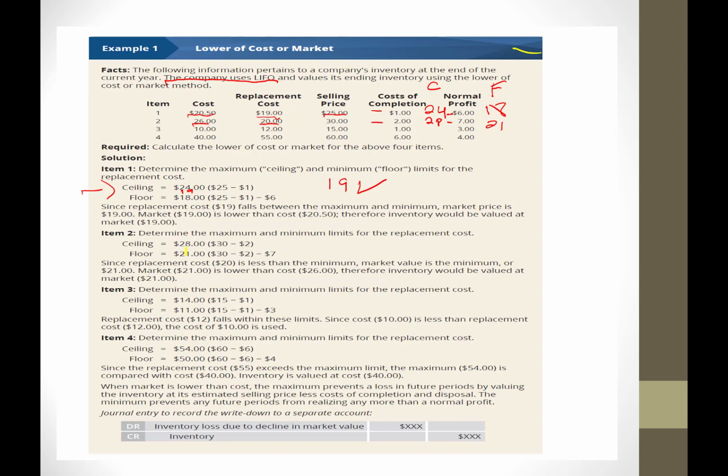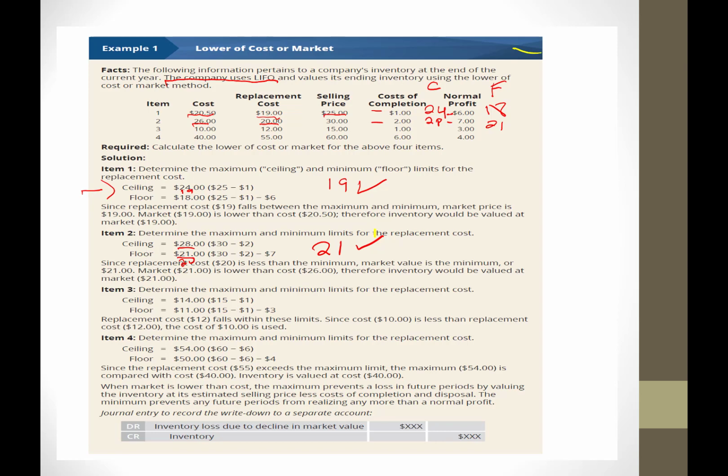So now I've got this what? I've got this 28, I got this 21 sitting over here, and I'm going to look at the replacement cost, which is 20. So it's fallen below the floor, hasn't it? So my market is 21. I compare that to the cost of 26, and I'm going to carry it at the what? At the 21? At the market? See what I told you about hanging in there with something that you think is complicated until you look at it and run a couple numbers. It's not that bad, right?